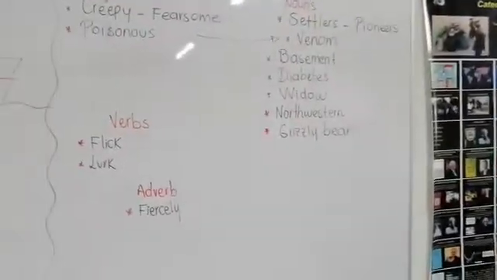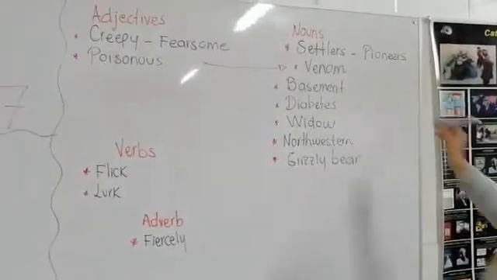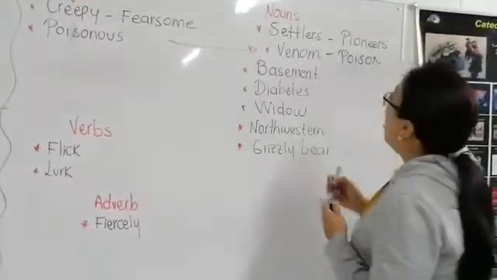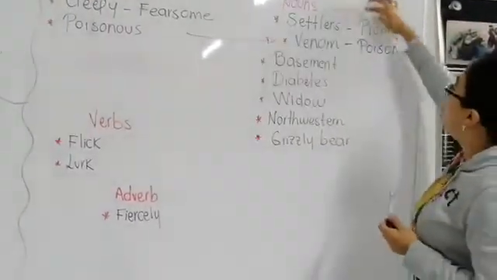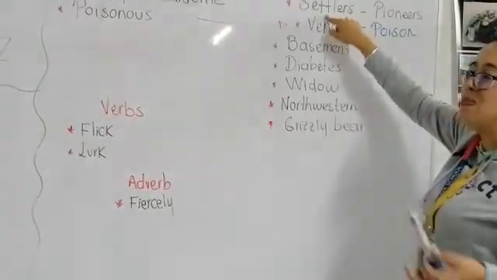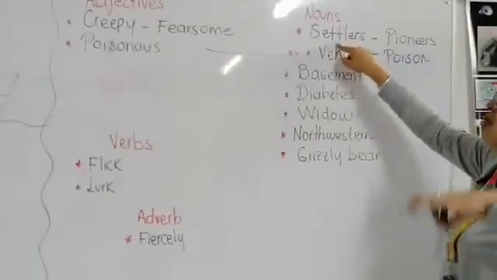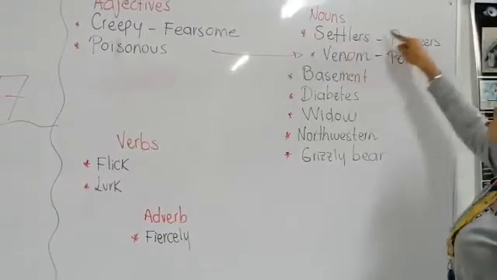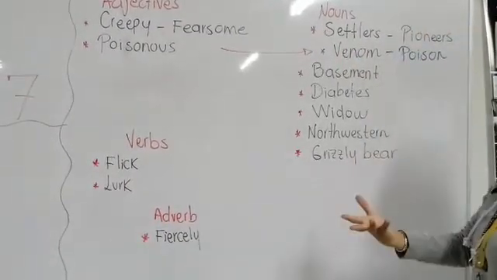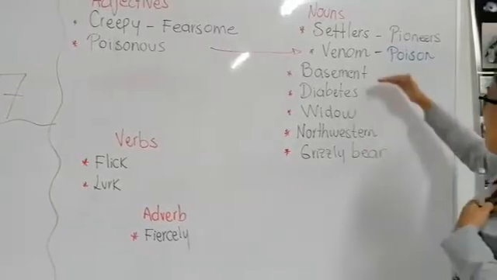Probably I can add this word here. Sorry, let me get a marker. Probably we can have this word venom or poison. As I told you also, settlers and pioneers. Similar words: one has to do with the first people to live, to settle down in a city or country, and pioneers, also like the first people, but doing something in a country, a city, or a town.